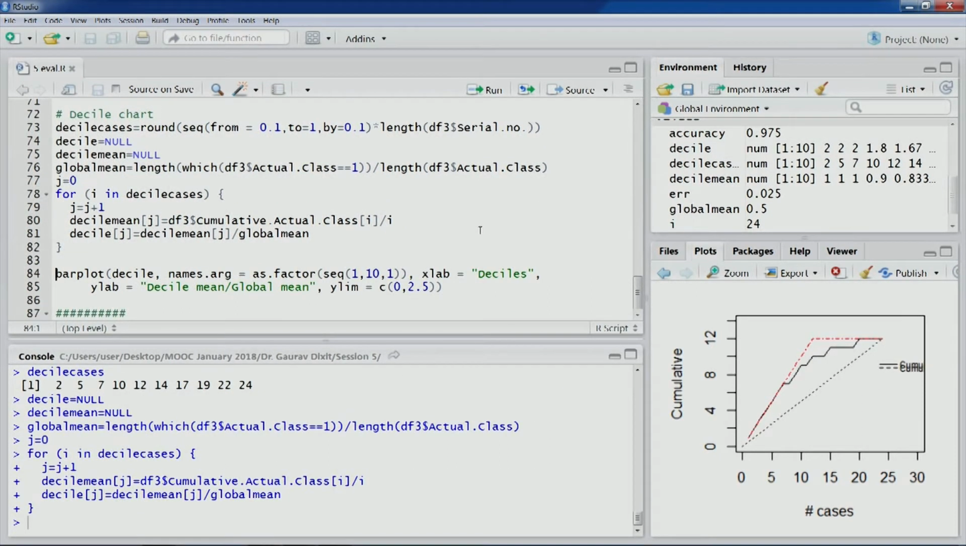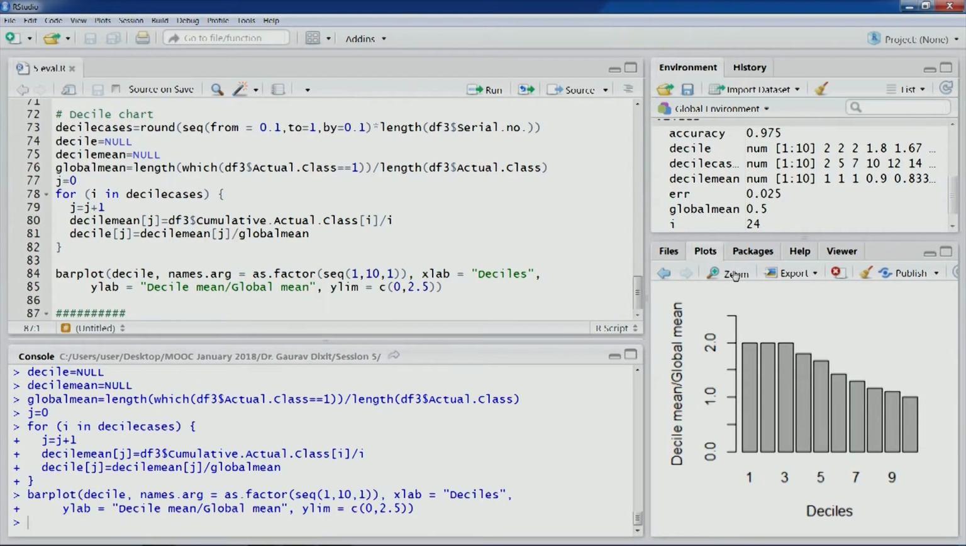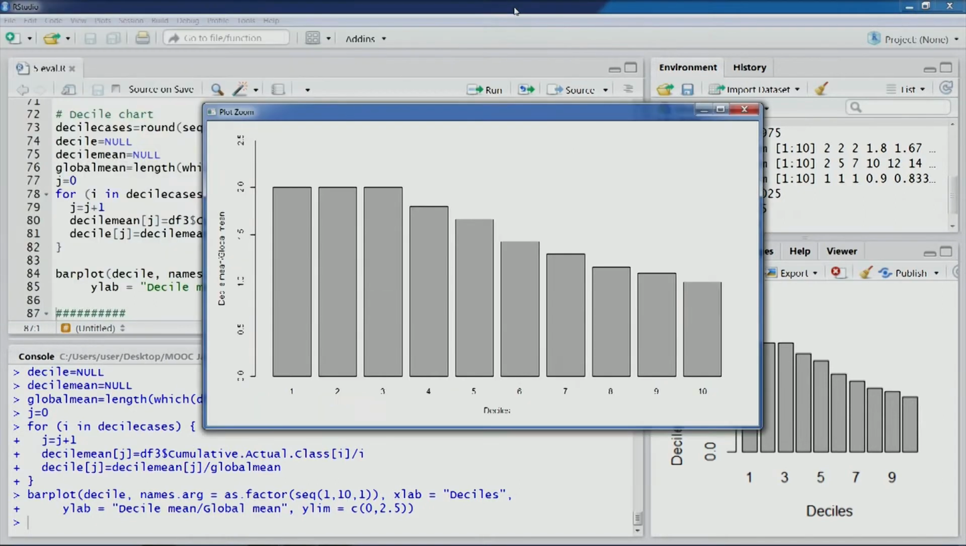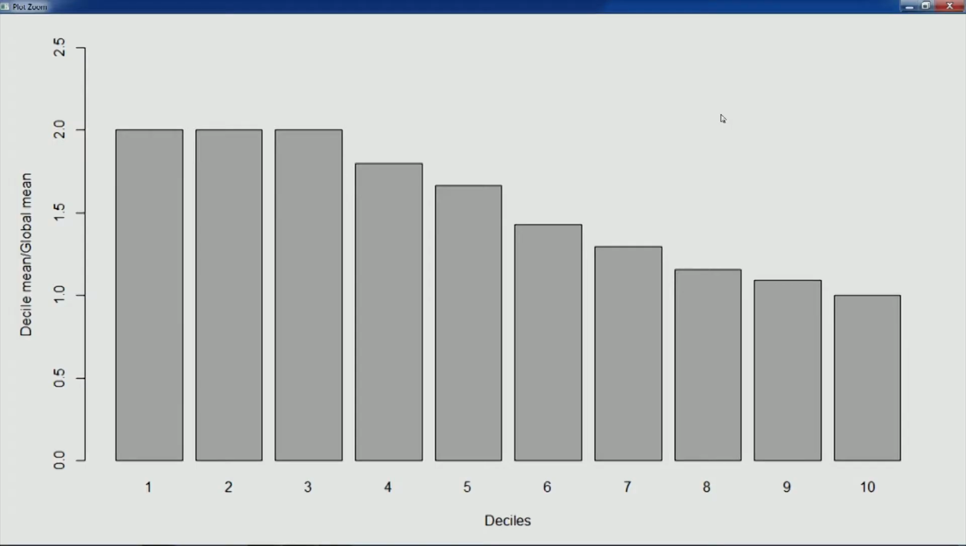Now, we will have decile numbers. Now, we will create a bar plot, we will actually create this decile chart. So, let us compute this. You would see a decile chart has been generated. On the y-axis we have decile mean divided by global mean, and on the x-axis we have decile.